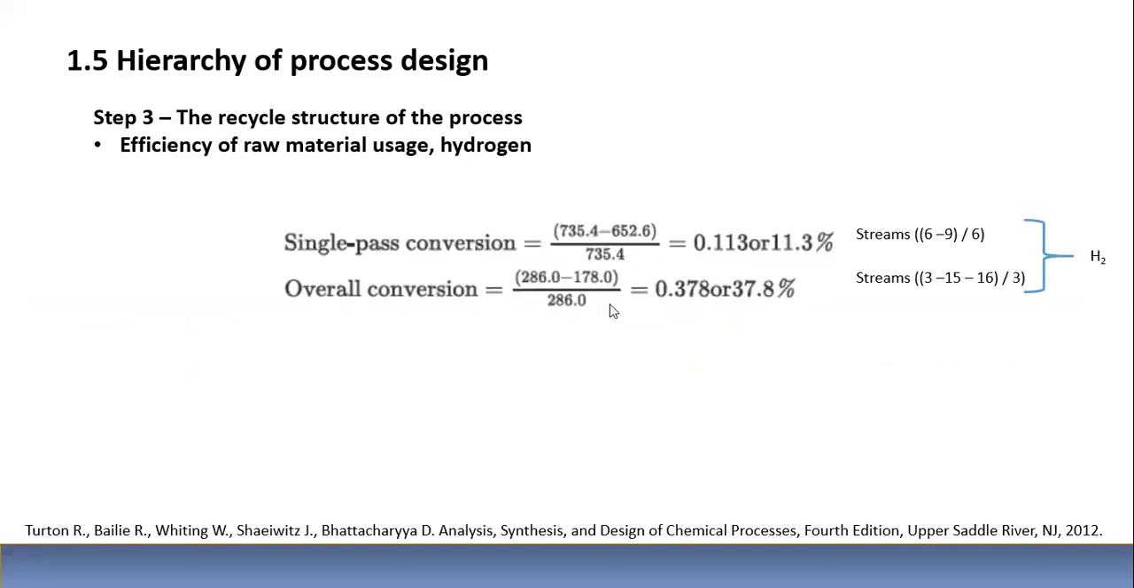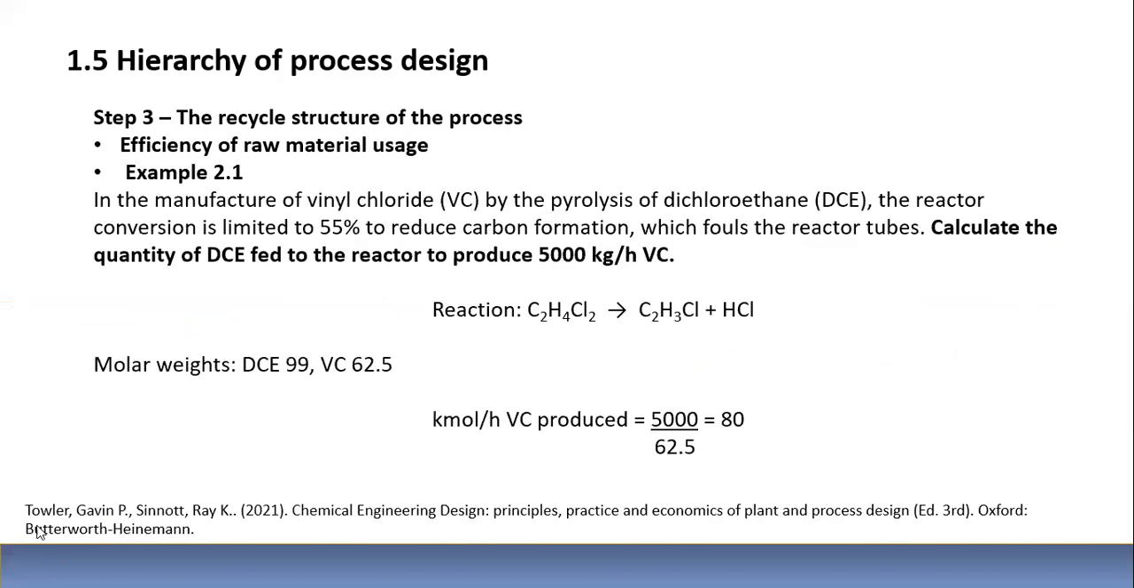See if we find that. Yes, 286 minus 178 divided by 286. So the overall conversion is 37.8%, while the single pass conversion is 11.3%. Very low conversion. The main reactant is toluene.